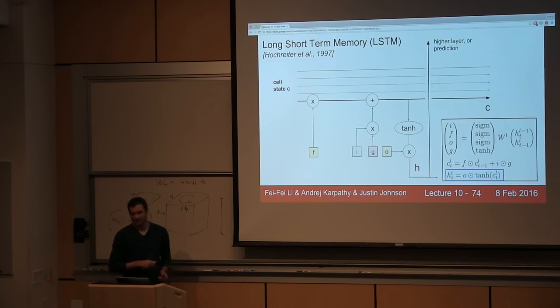At this point, maybe I could take some questions. Are there any questions about what's confusing here about LSTM? And then after that, I'll go into why RNNs have vanishing gradients problem.